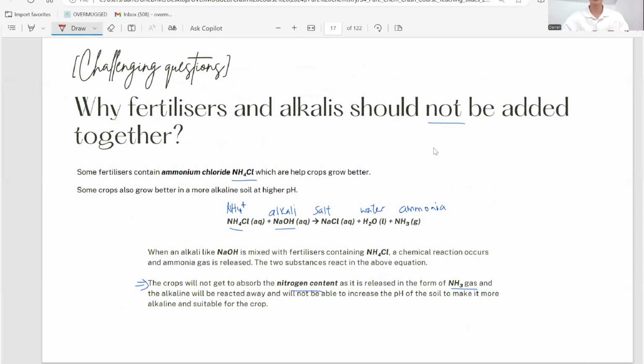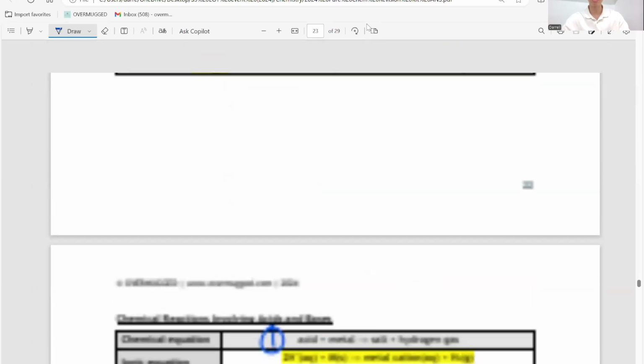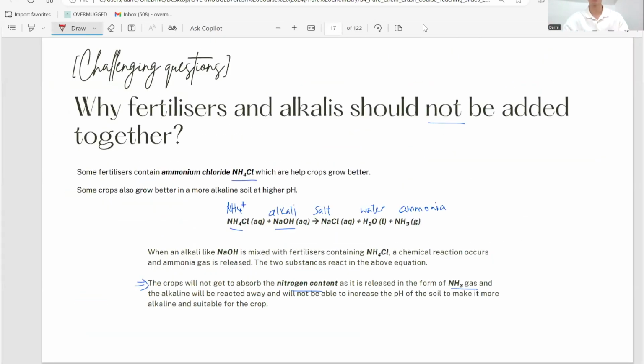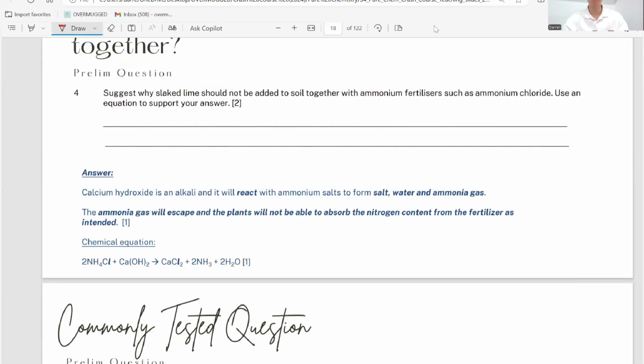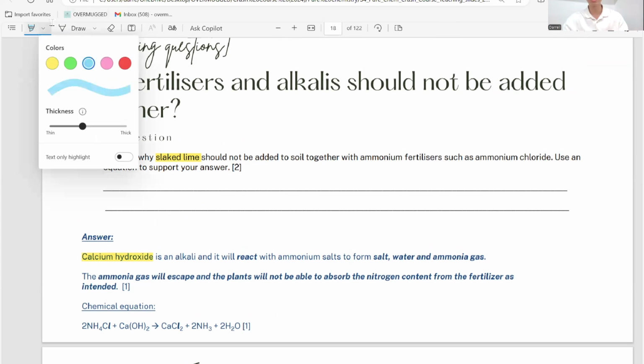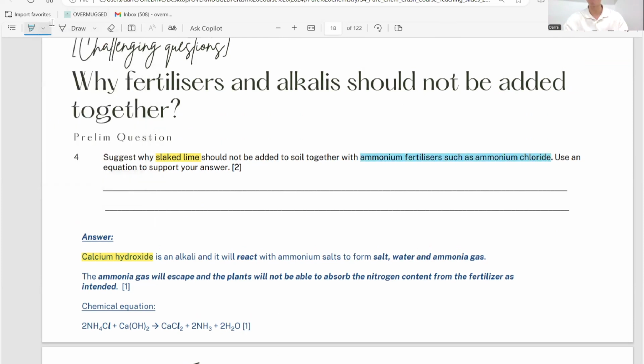You remember the previous page I said that you can see this over here? It's talking about the same thing. But I always like to show the version of a question. Okay, so how the question would be phrased is this: Why shouldn't we add slaked lime, which is technically calcium hydroxide, together with fertilizers that contain ammonium? The reason is because, as we have learned, they will react with each other.